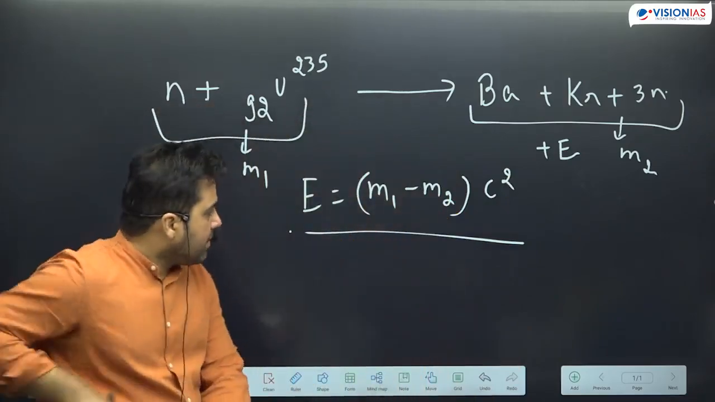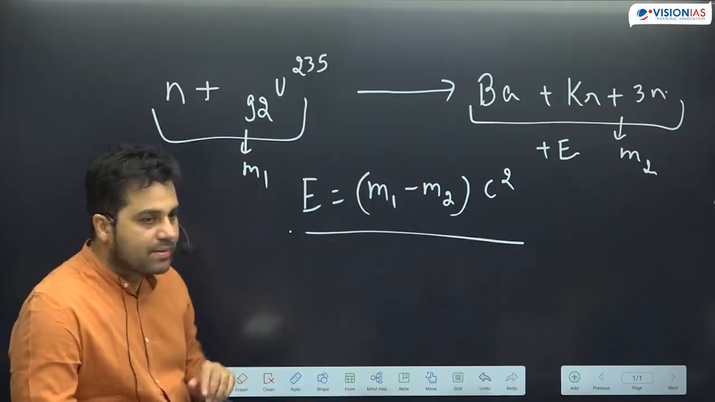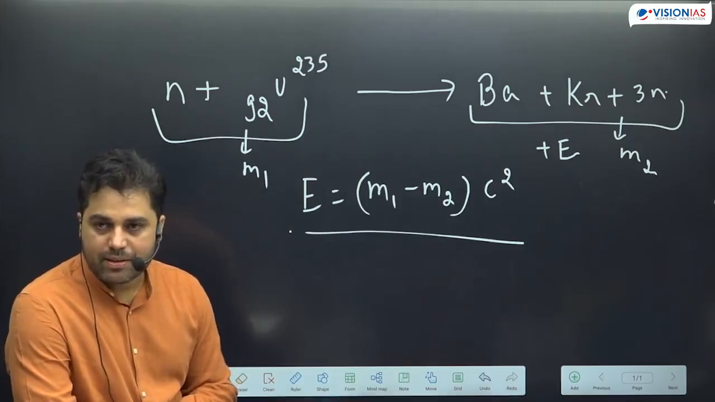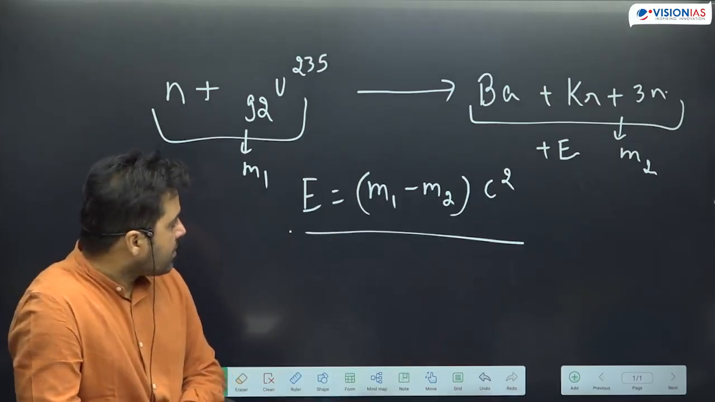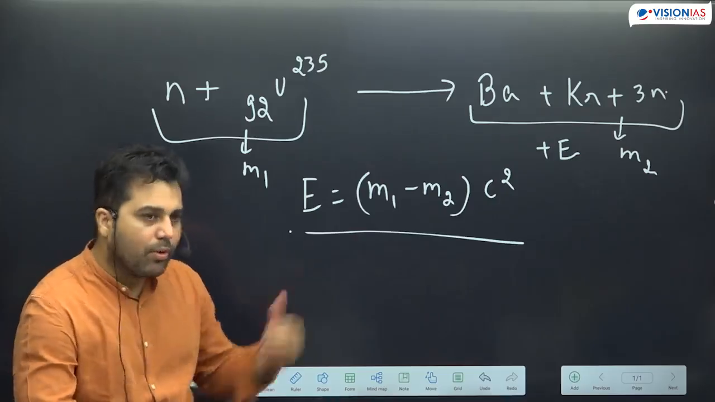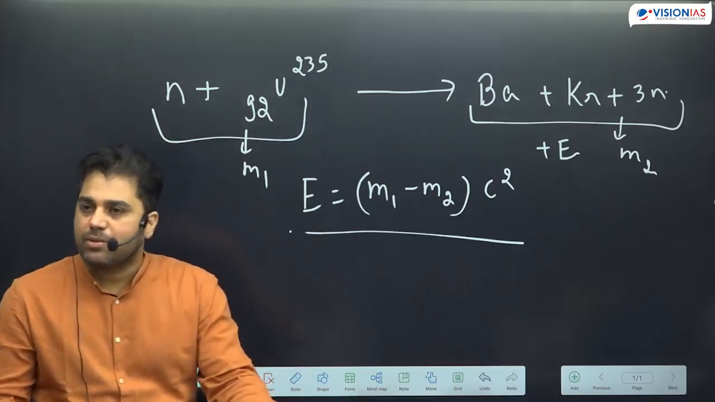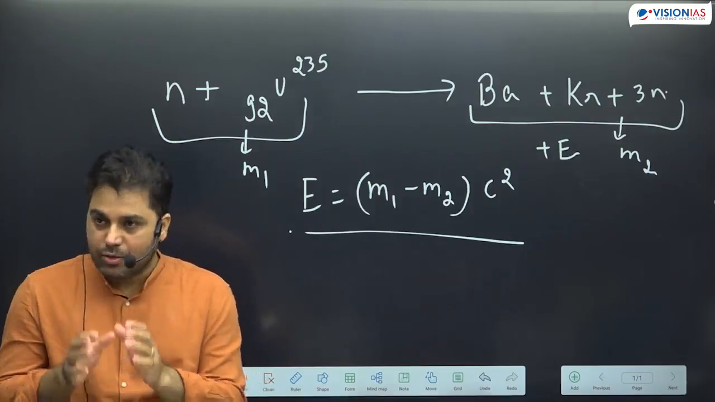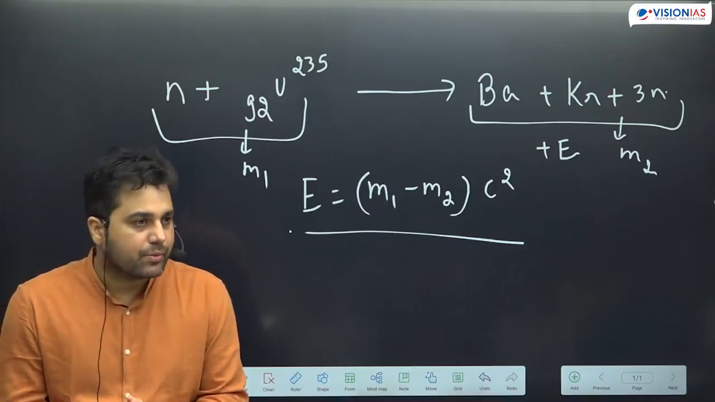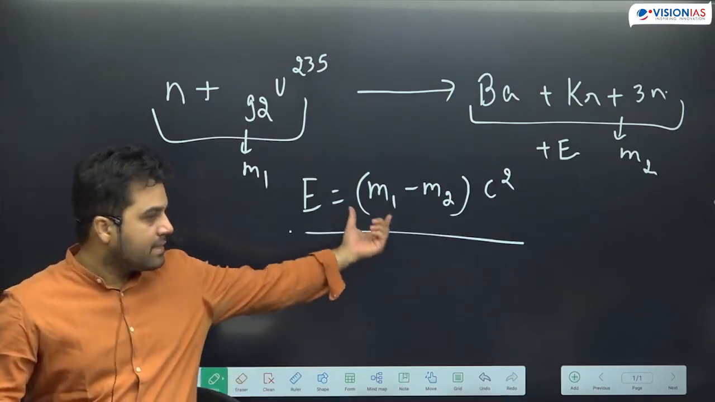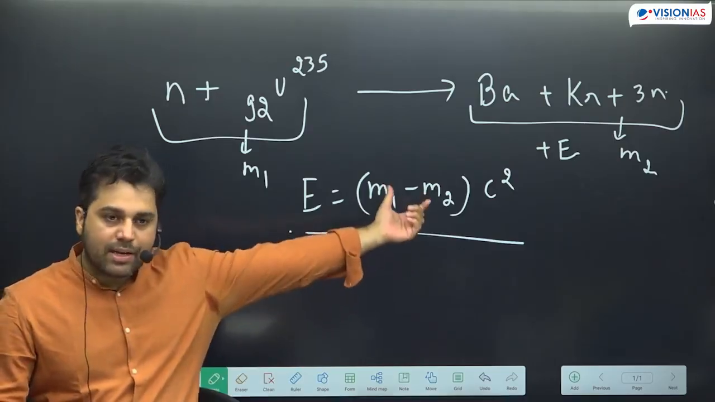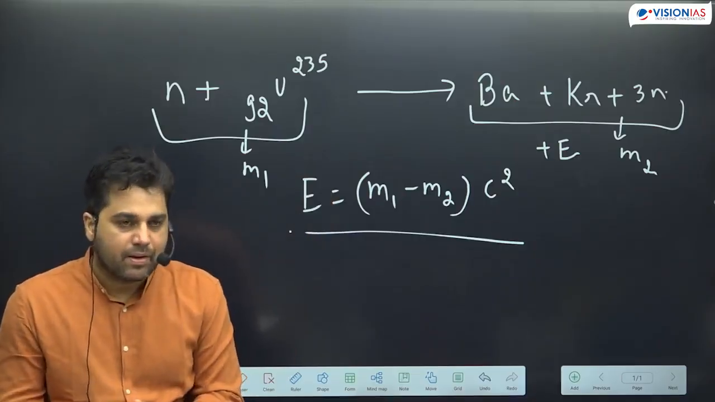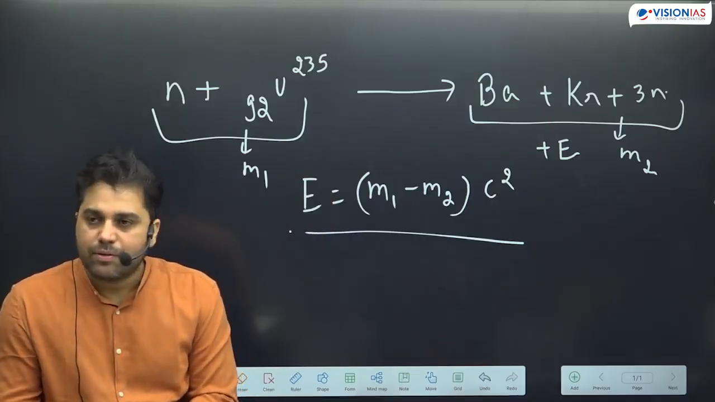To appreciate this amount of energy, think of c square. C is 3 into 10 to the power 8. C square is 9 into 10 to the power 16. So 9 into 10 to the power 16 को अगर हम बहुत small mass से भी multiply करें, let's say even 1 microgram, that amount of energy, that joule of energy is really, really huge. So even if that mass difference is very small, c square is such a large value that this energy is going to be very, very huge. That is the mechanism of nuclear fission reaction.